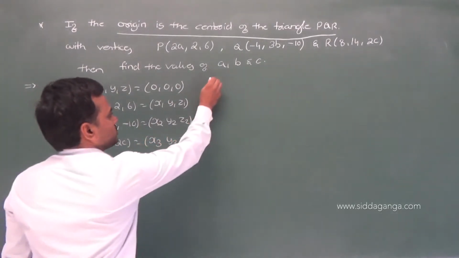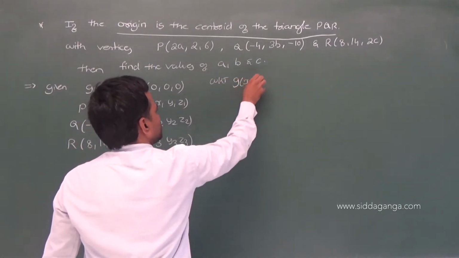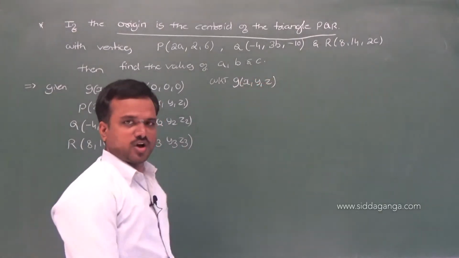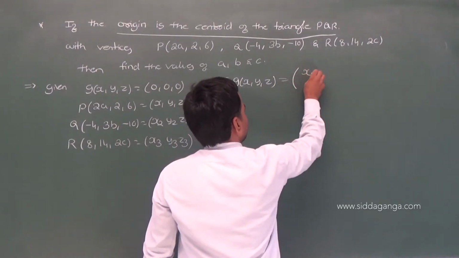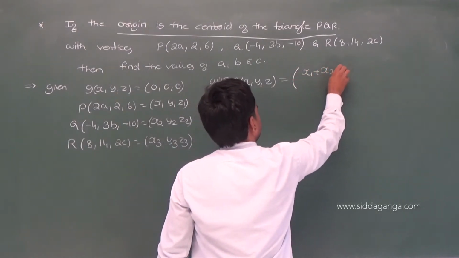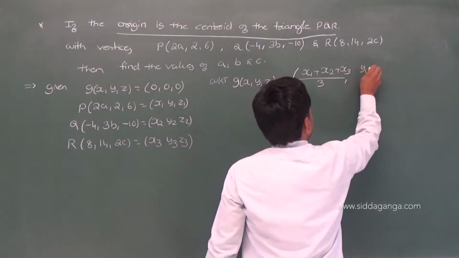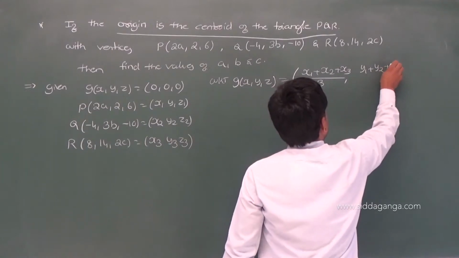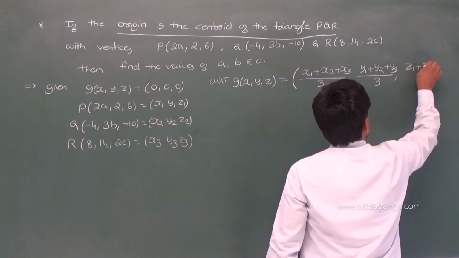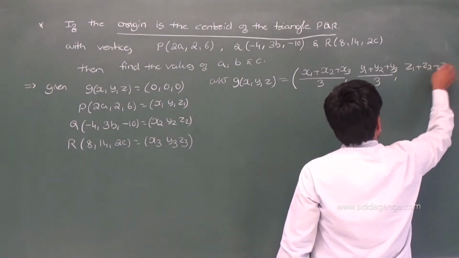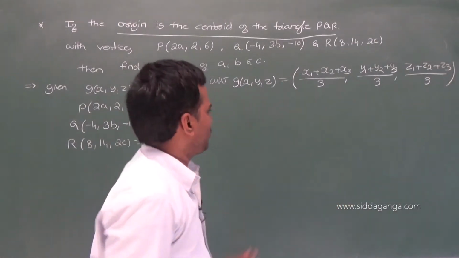We know that the centroid of a triangle G of x, y, z is equal to x1 plus x2 plus x3 divided by 3, y1 plus y2 plus y3 divided by 3. Similarly, z1 plus z2 plus z3 divided by 3. Correct? We substitute all the values.